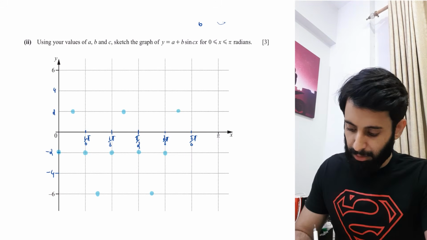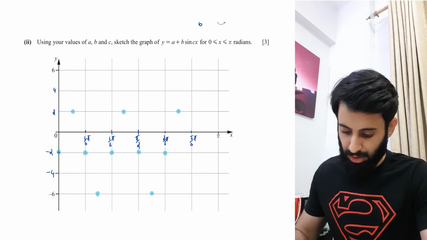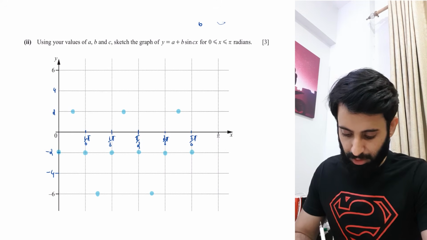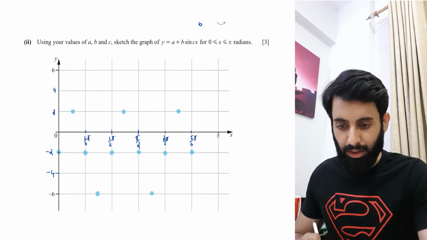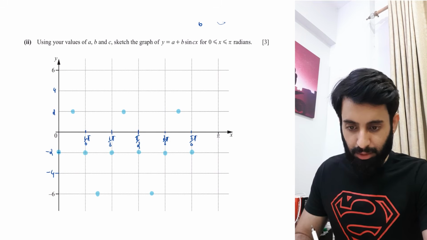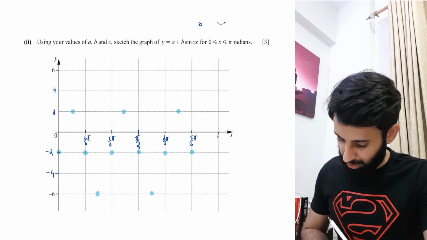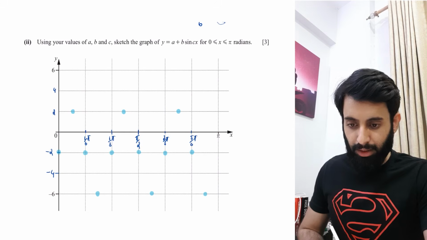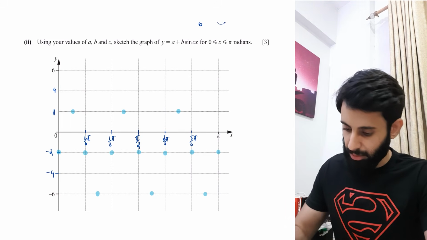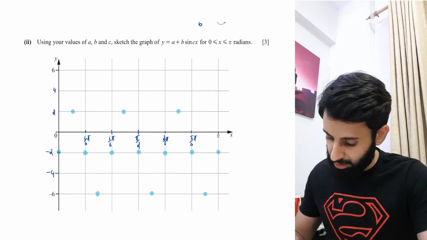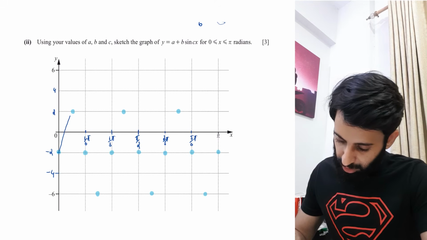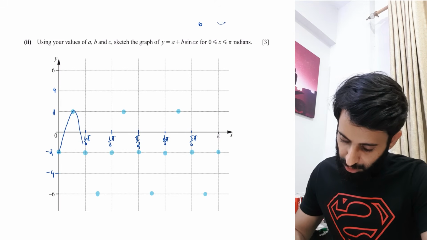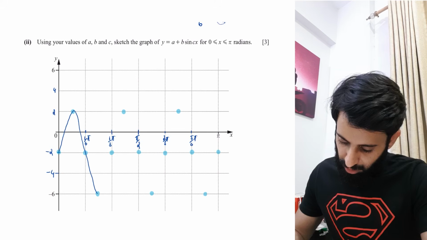And you've probably picked up a pattern by now. And then at 5 pi by 6, I'm looking at minus 2. And at the second to last value, the 12th value, I'm looking at minus 6. So there you go. And then the last value, finally, I'm looking at minus 2. So we're back at minus 2. Okay. Now this is it, the moment of truth. This is where we join all these points with the help of a nice and smooth curve.